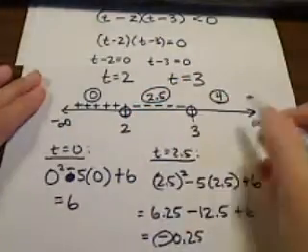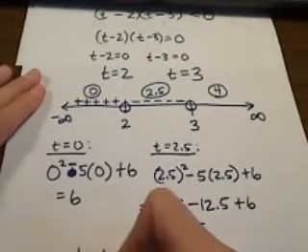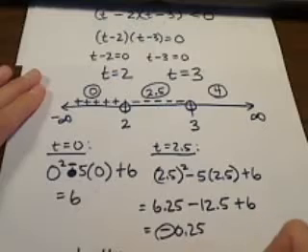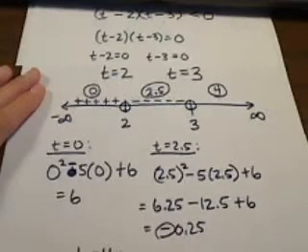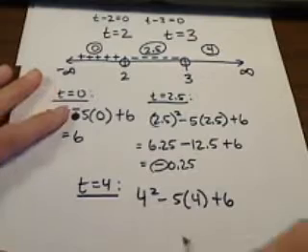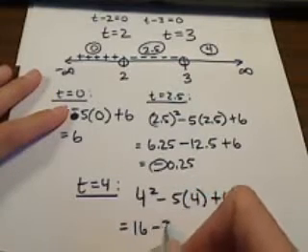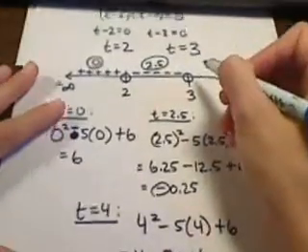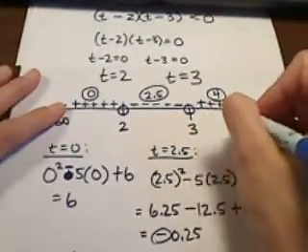Okay? And then when I check t equals 4, plug that in. 4 squared minus 5 times 4 and plus 6. Oops, sorry. So this is 16 minus 20 plus 6. That ends up being a positive number. So everything in this interval is positive.